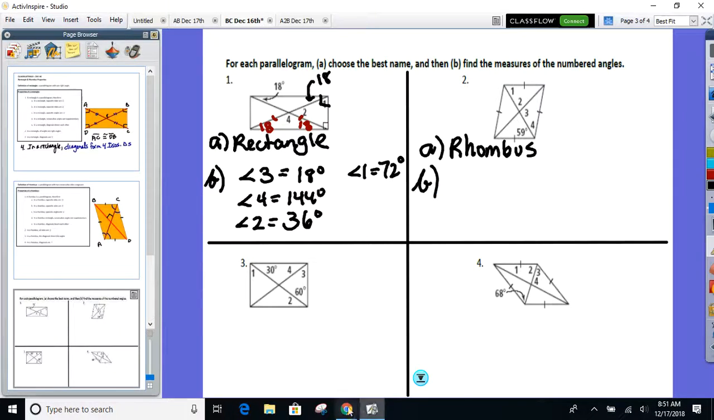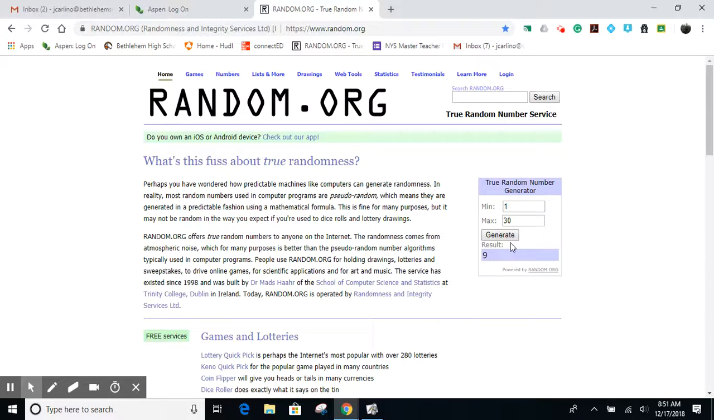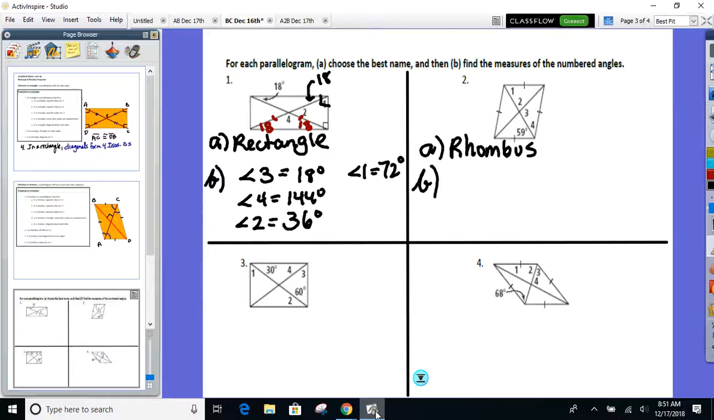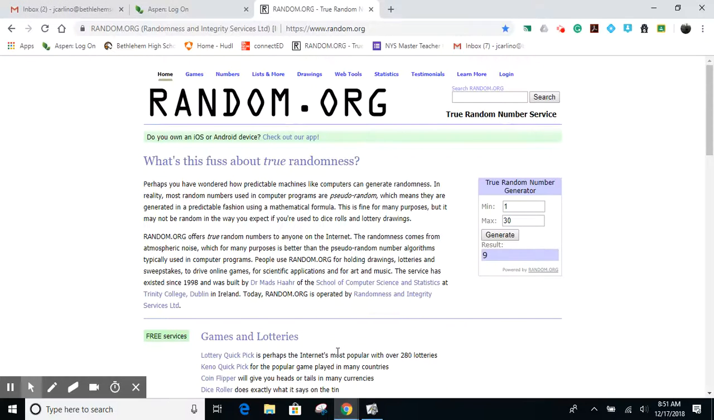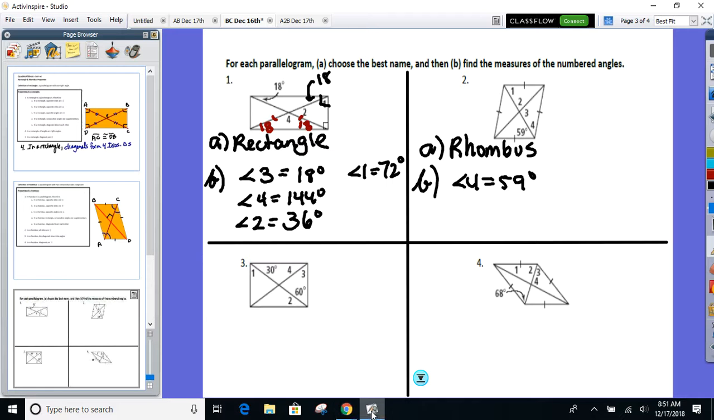Anybody want to start with any of those angles? Angle 4 is 59. Property. Diagonal. Go ahead. I won't steal your thunder. Diagonals bisect the angles in a rhombus. Next angle you can find. Next one you want to find? Angle 1 would also be 59 because alternate interior angles are congruent.